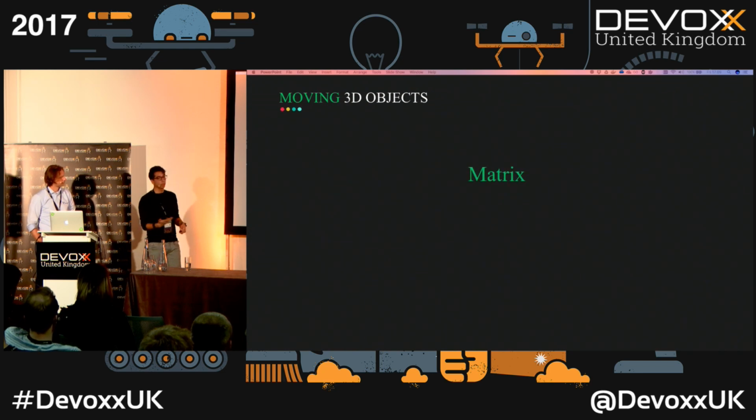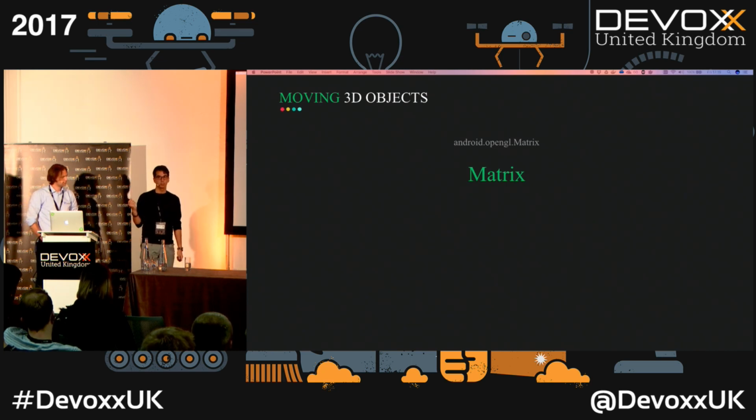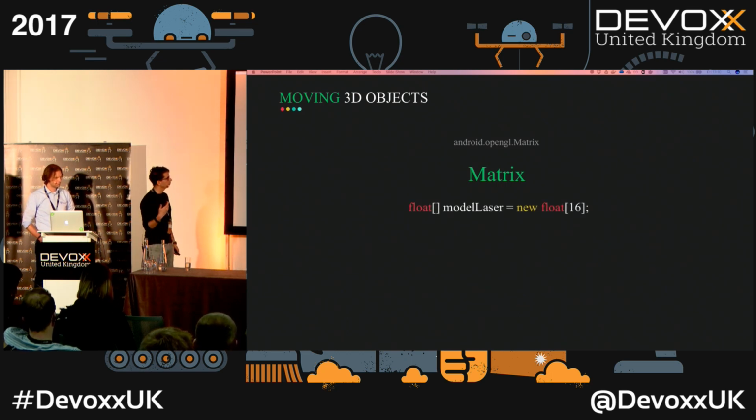And when you want to move 3D objects, you use matrices. Everything works with matrix calculations. If anybody did some higher degree math, then he would have done something with matrices, I would imagine. And I'm not talking about the movie here, by the way. So everything works with matrices. Every model, everything in the 3D world is actually a float array of 16 numbers.